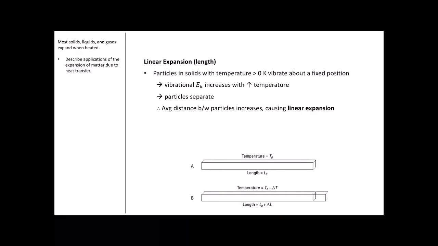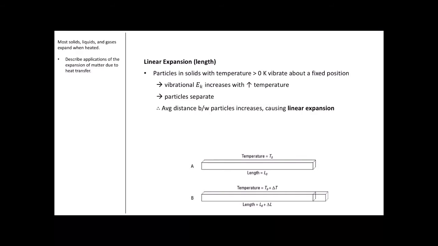Generally the amount that materials expand or contract depends on the material itself and its state of matter. We're going to look at linear expansion first. So this is an expansion in length. Particles in solids with a temperature greater than absolute zero, so greater than 0 Kelvin, vibrate about a fixed position. Vibrational kinetic energy increases when the temperature increases.